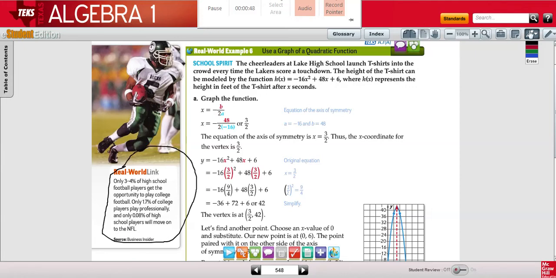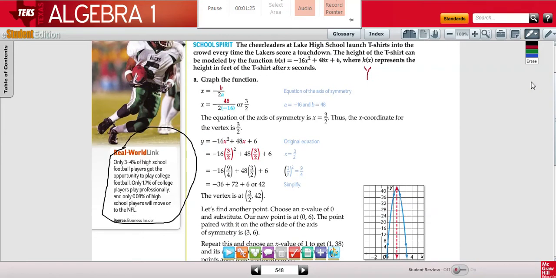Now, let's get to the example. It says, the cheerleaders at Lake High School launch t-shirts into the crowd every time the Lakers score a touchdown. The height of the t-shirt can be modeled by the function h of x equals negative 16x squared plus 48x plus 6, where h of x represents the height in feet of the t-shirt after x seconds. The first thing I'm going to do is realize that h of x is the same thing as y. Just keep that in mind, because sometimes we forget what that actually means.